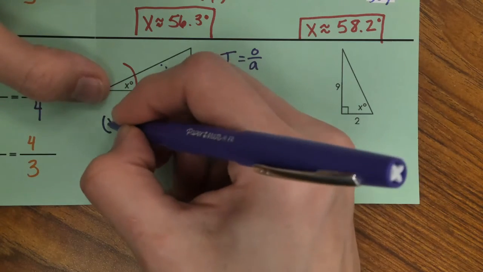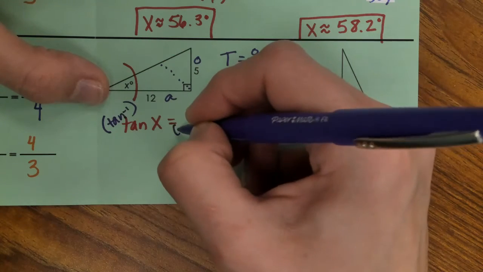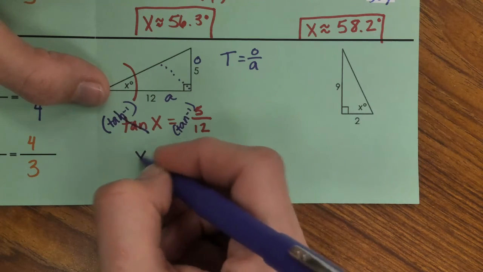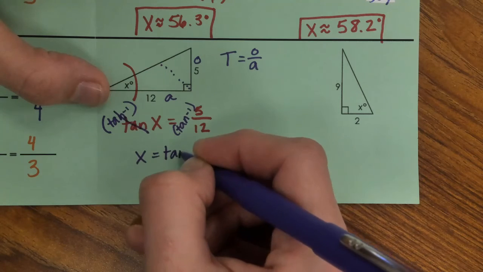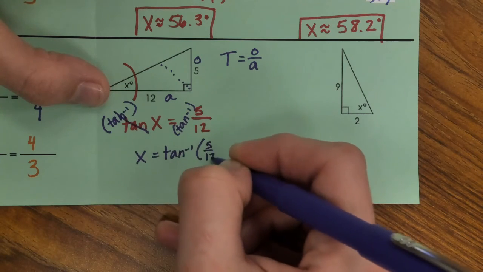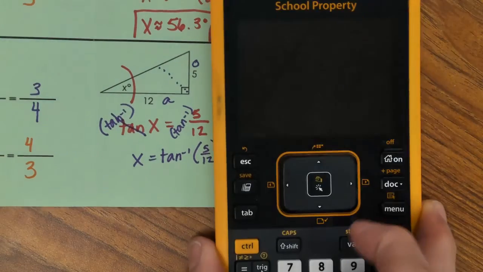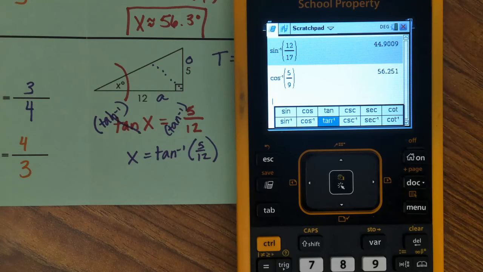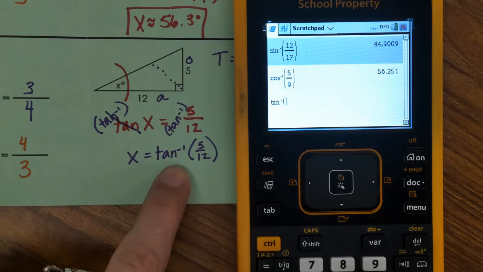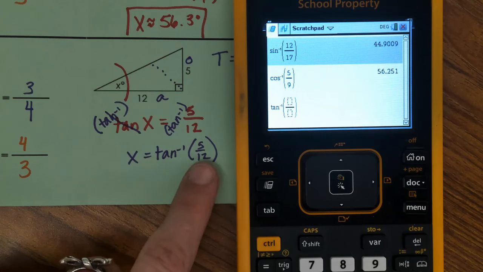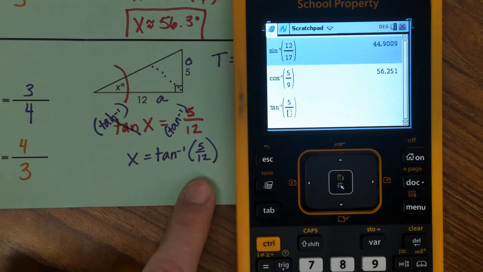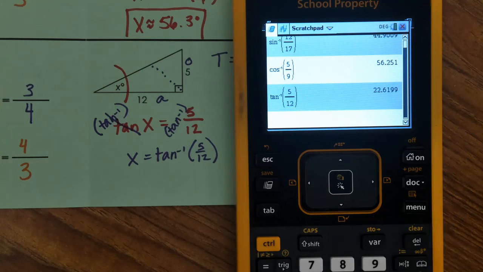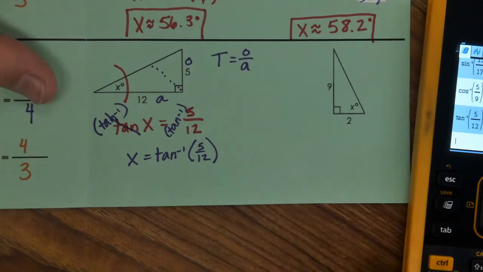To get rid of that tangent next to X, we do the inverse just like what we did with the other ones. So we wind up canceling those. X will be the inverse tangent of 5 over 12. And coming here, we go to our trig button. We're now doing the inverse tangent. Right here, press enter. On the calculators at school, 5 in the numerator, 12 in the denominator. Done. Our angle is going to come out to approximately, missing angle, 22.6 degrees.